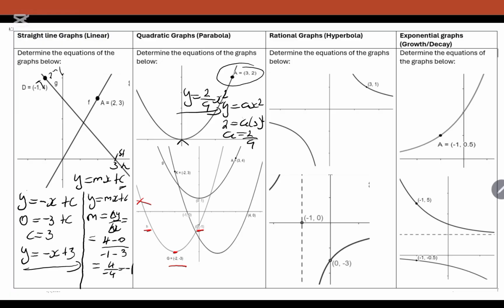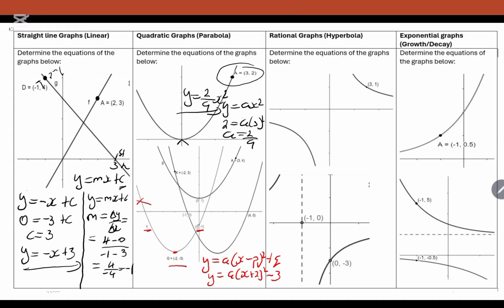Now this takes the standard form of y is equal to a into x minus p squared plus or minus q. Then we just need to take the coordinate of the turning point and put them in. So this is a into x, the value is negative 2, so that will be plus 2 squared and then minus 3. We just need to find the value of a. So how do we find the value of a?